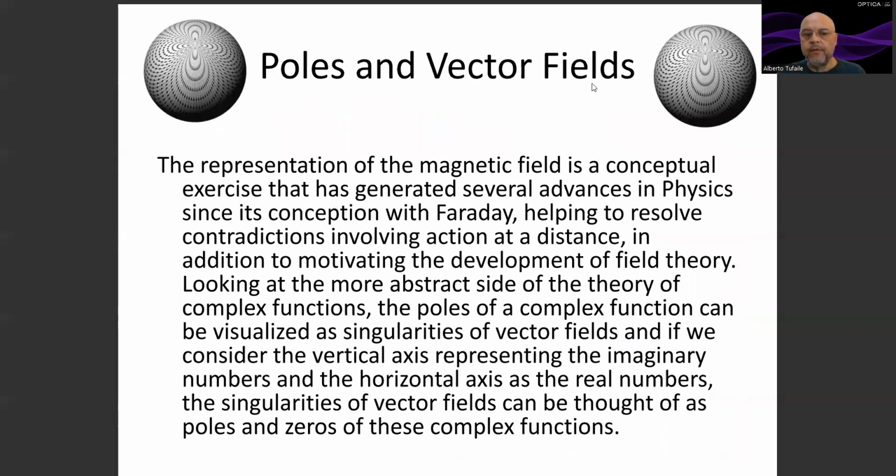Poles and vector fields. The representation of the magnetic field is a conceptual exercise that has generated several advances in physics since its conception with Faraday, helping to resolve contradictions involving actions at a distance, for example. In this work, we present the comparison between vector fields and magnetic fields involving the idea of light polarization in the ferrocell.